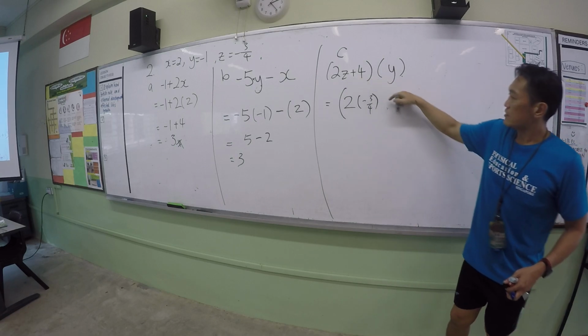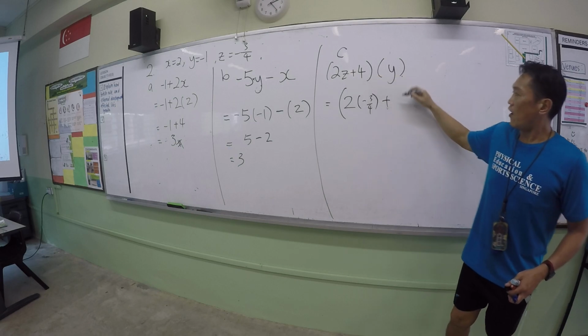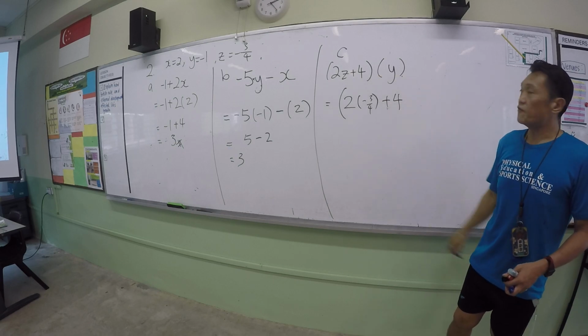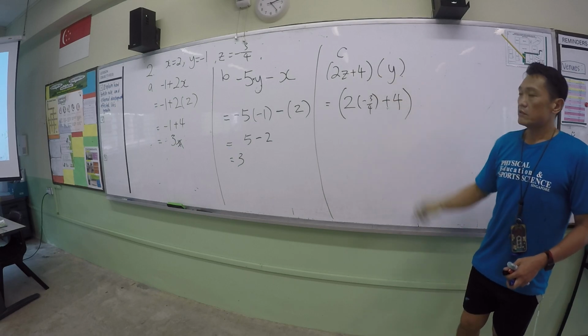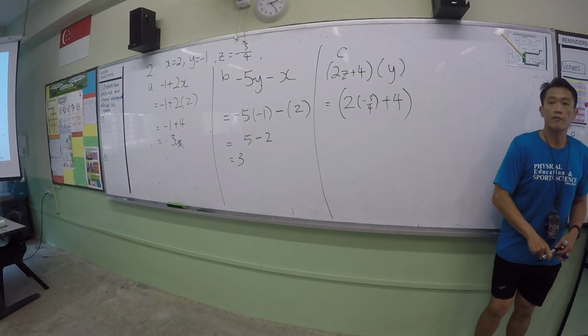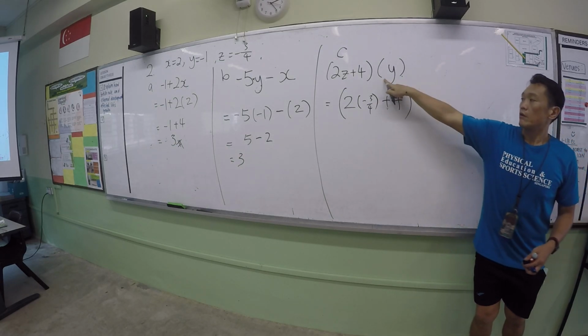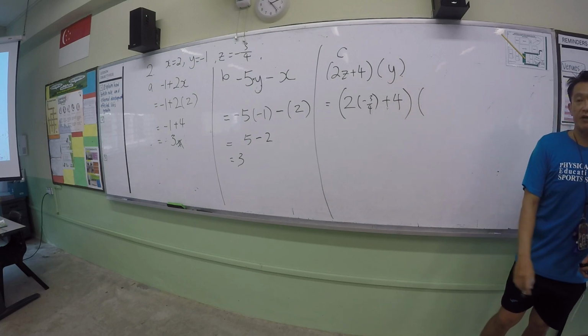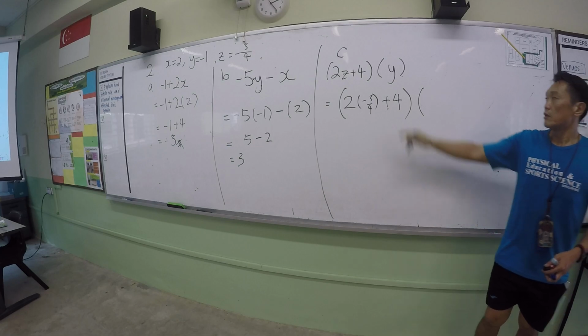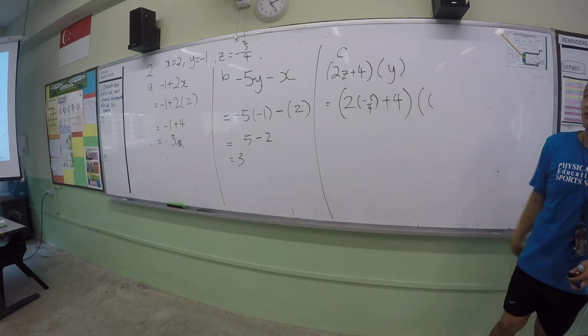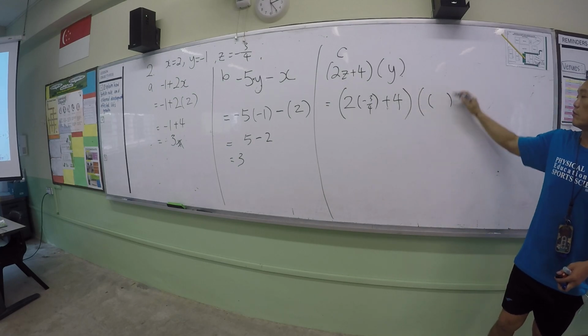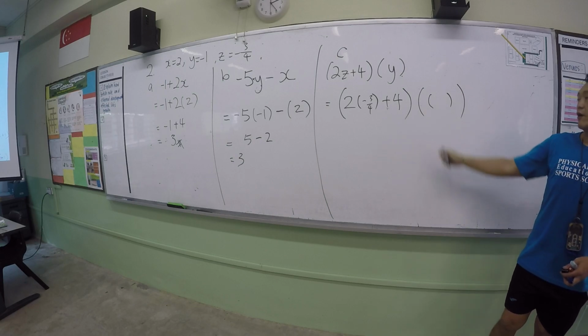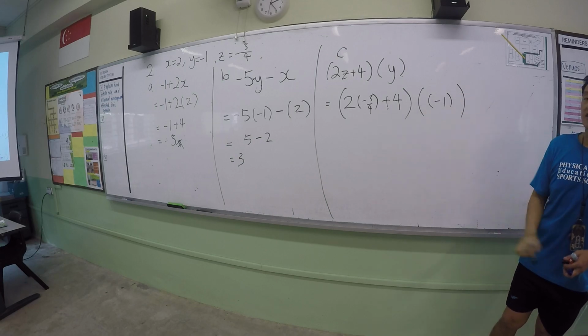Okay? Plus, it is still plus. 4, never substitute, so 4 is still 4. Bracket, still bracket. There's a bracket here, so I still keep my bracket because I'm not replacing it. My y replaced with a bracket. And what is my value of y? -1.